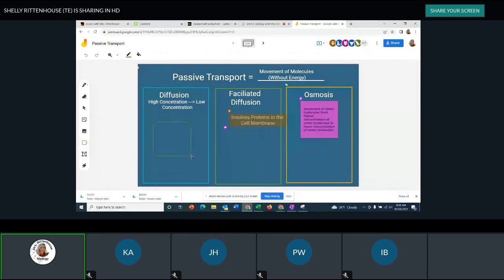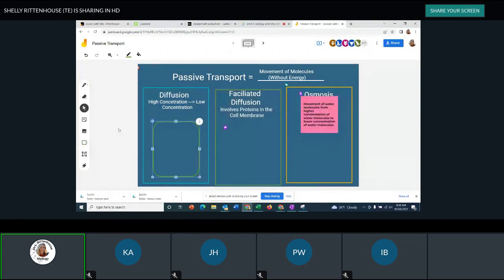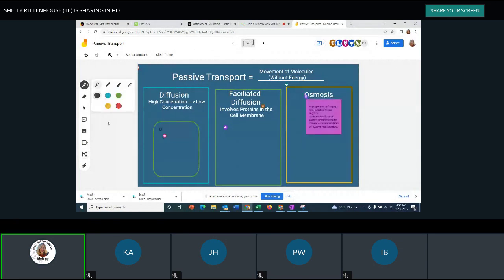Draw me some pictures. There we go. Got some drawers going. Proteins in the cell membrane. Good. What do they do? Absolutely. So proteins in the cell membrane help molecules move. Show me what that looks like. This is so good, guys. Keep going. I'm proud of you.